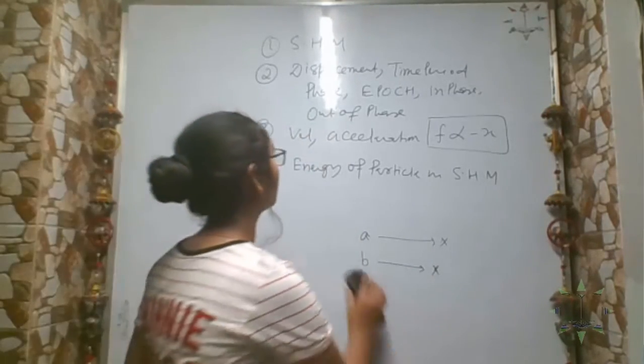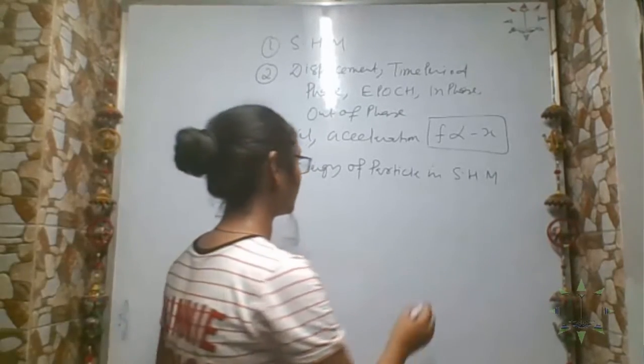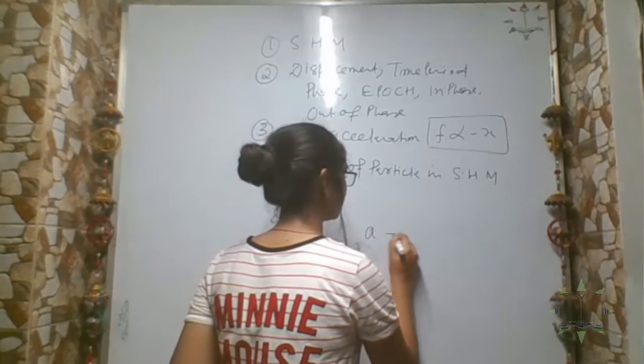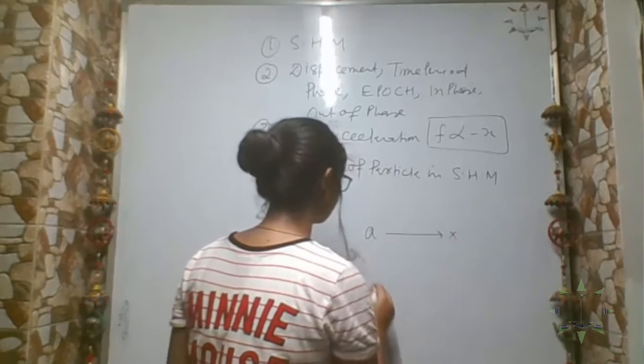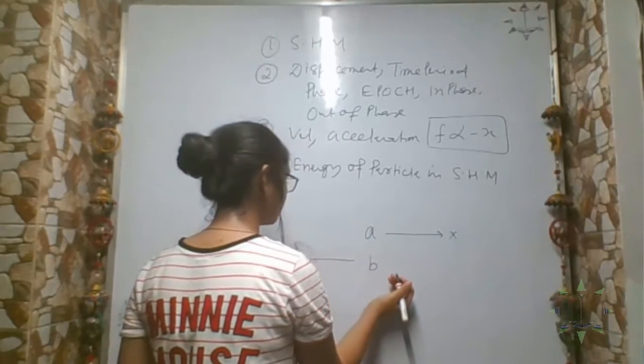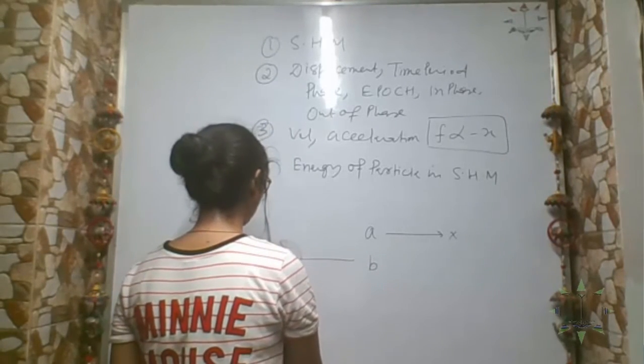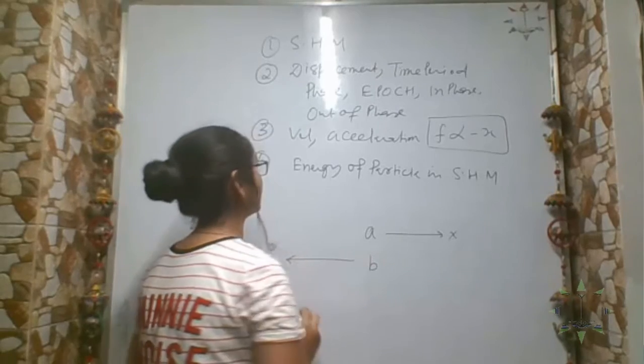And out of phase means suppose particle A is moving in the x direction, and particle B is moving with a difference of 180 degrees. The B particle is moving in the minus x direction.